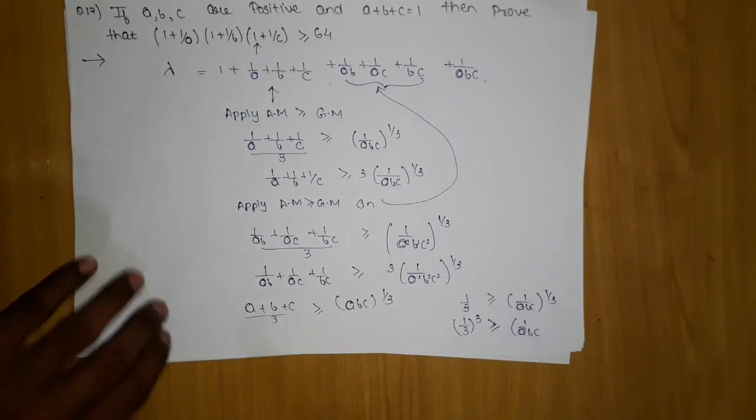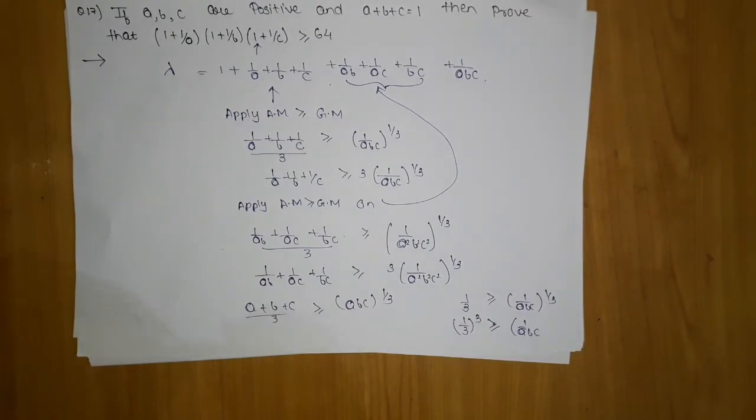So this was our lecture on problems on AM greater than or equal to GM. And we will move on to the next lecture, where we will discuss weighted means, nth power means, and Cauchy inequalities. So till then, take care, bye.